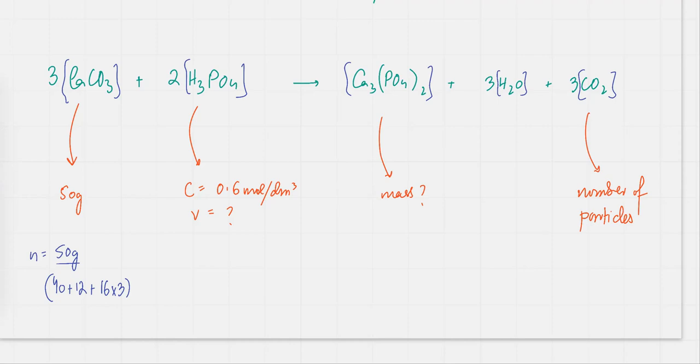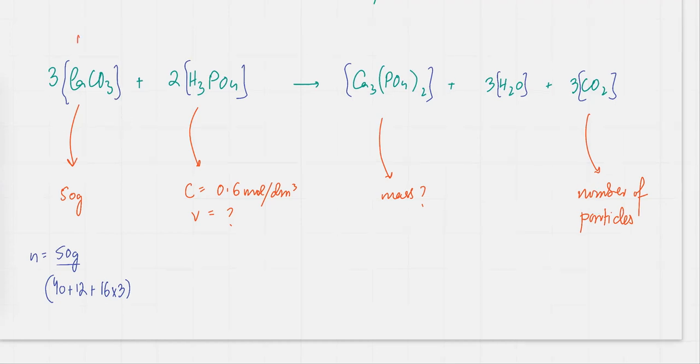So you're getting 0.5 moles for this. See, 50 divided by 100. 0.5. Okay, so you're getting 0.5 moles. So if you find the moles of one of the substances, you can find the moles of every other thing. Okay. So that's what we're going to do. 0.5 divided by 3 into 2. You'll find the moles of this one.